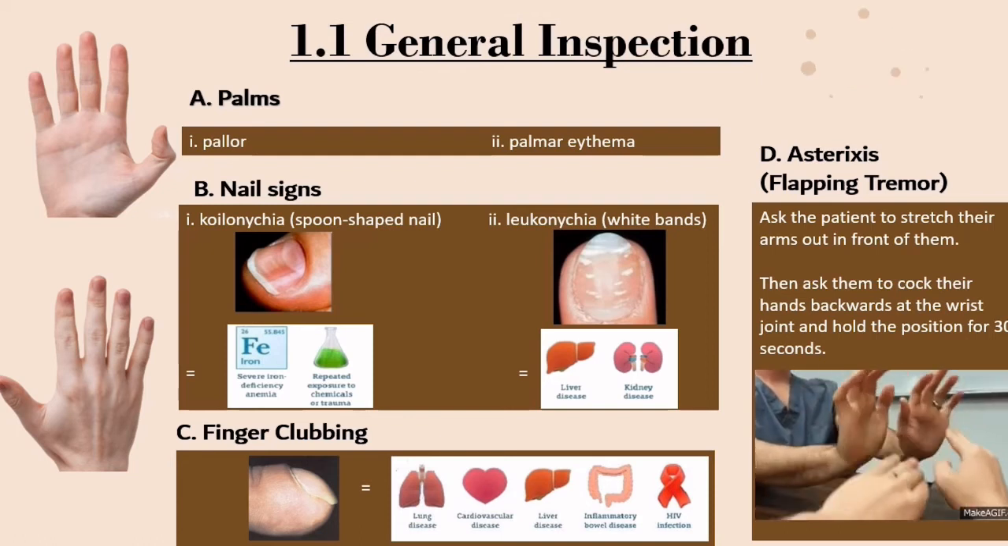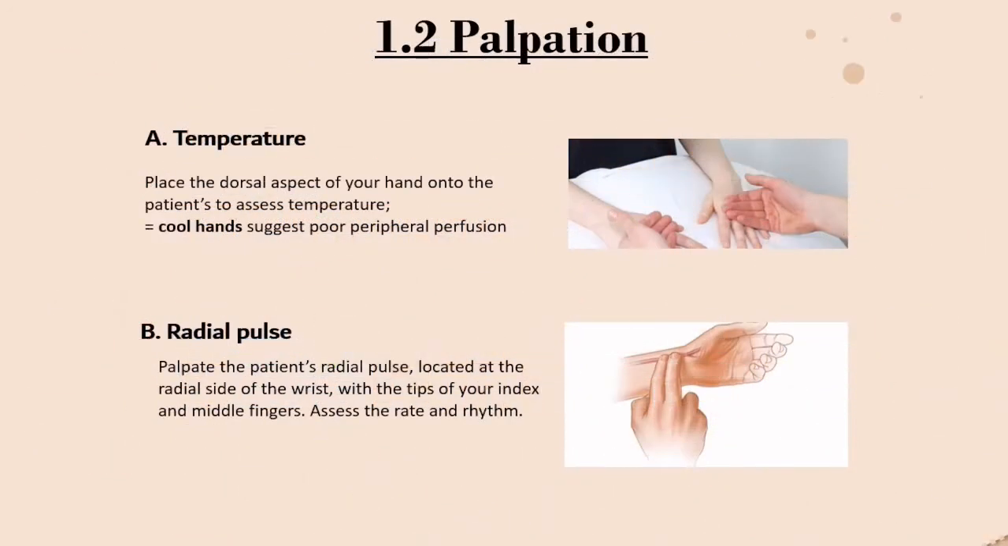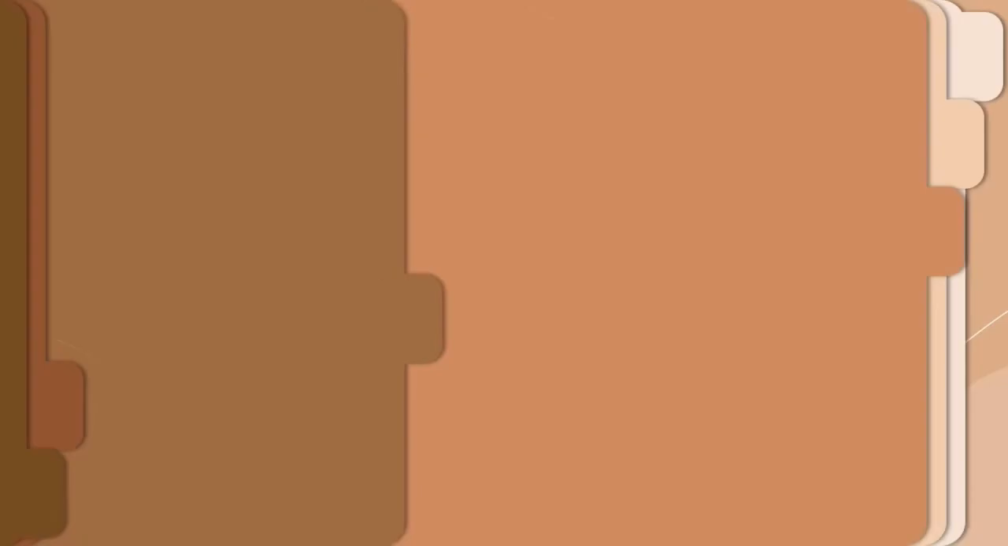Afterwards, ask the patient to stretch their arms out and cock their hand backward at the wrist joint and hold the position for 30 seconds. This is to observe for any evidence of flapping tremor, also known as asterixis. Next, you can also palpate the hands to assess their temperature as well as palpate the patient's radial pulse to assess the rate and rhythm.